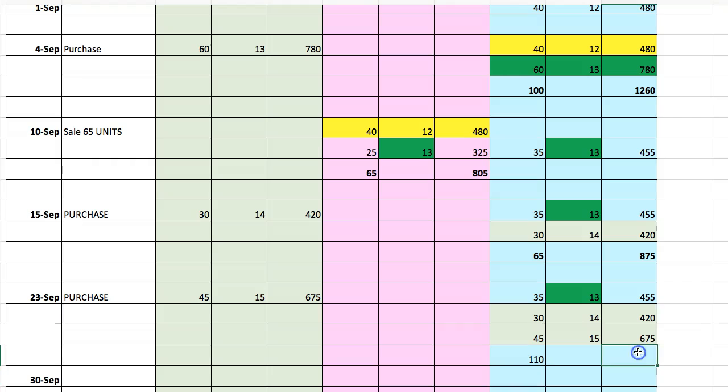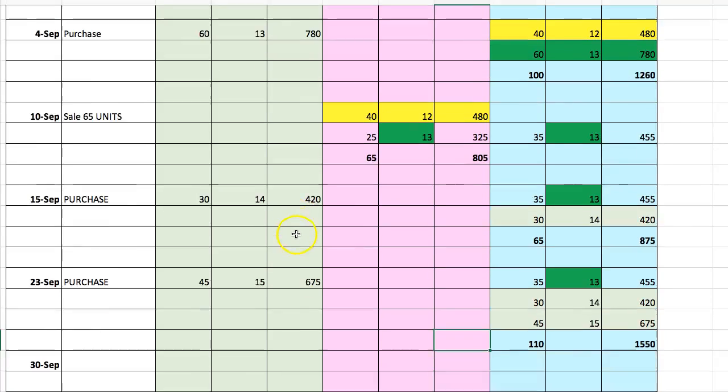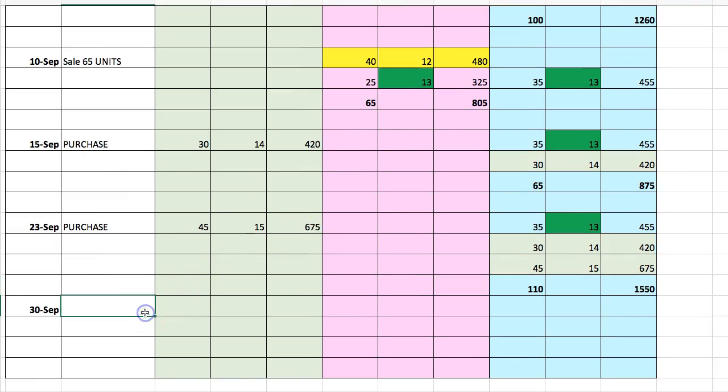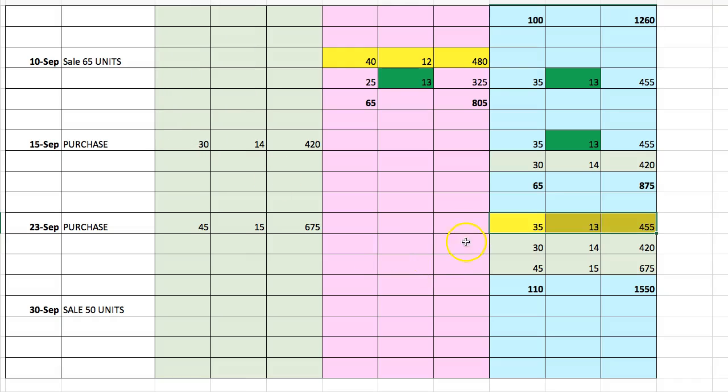So we have 110 units. And how much did all of these cost us? Cost us this much here. Okay, last one, 30 September. It's a sale of 50. So this is where we need to know what method we're using. First one purchased is sold first.